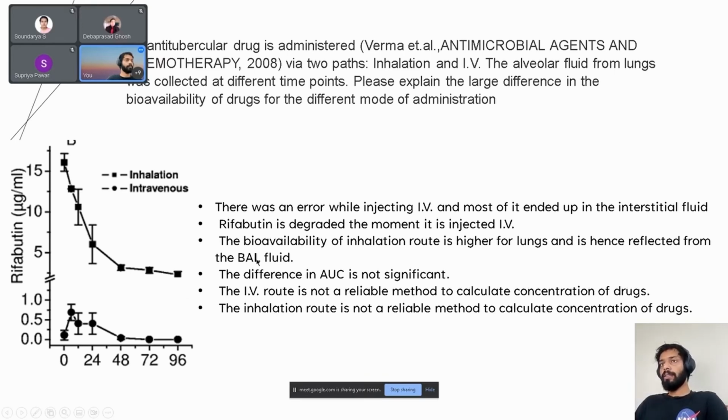Going directly to the lungs, B. The C. Yeah, so option C says the bioavailability of the inhalation route is higher for lungs and is hence reflected from the lung fluid. Yeah, which is what you would expect. It's correct.